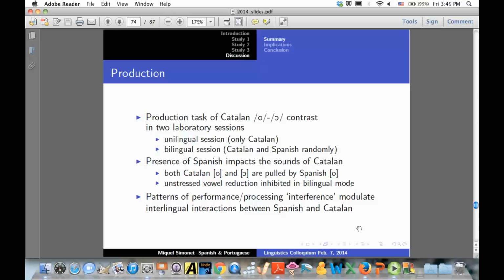And also that unstressed vowel reduction was inhibited in the bilingual mode. There was reduction, but less so than you would find when Spanish is not present in the task. So in my opinion, the patterns of performance or processing interference modulate interlingual interactions between Spanish and Catalan, or there is a role for them. They should be accounted for, and this is different from what we've been seeing so far.